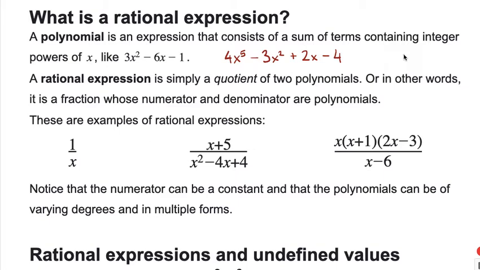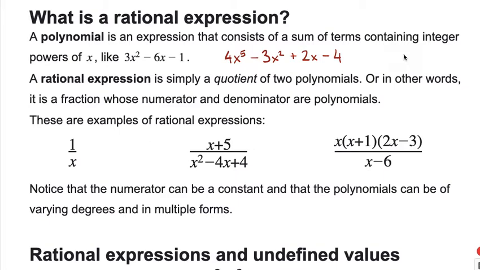Now, the key idea when we look at rational expressions, as you might imagine from the word rational, is that we're looking at a quotient of two polynomials. So basically we're going to create a fraction where both the numerator and the denominator are polynomials. So here's a few examples right here.